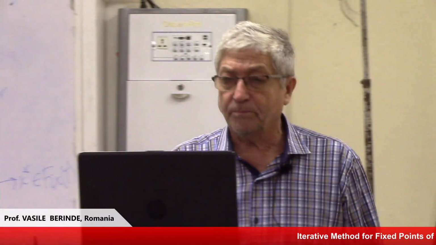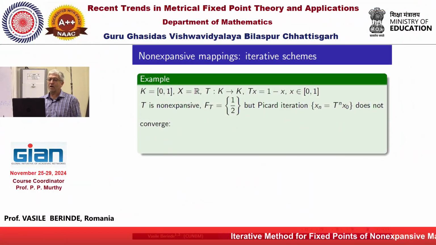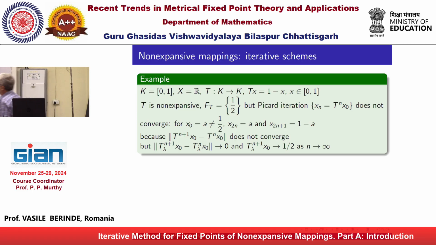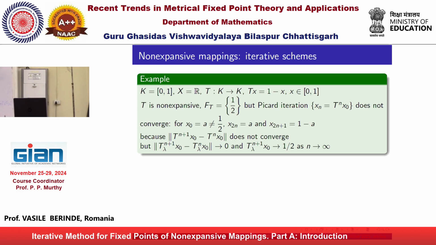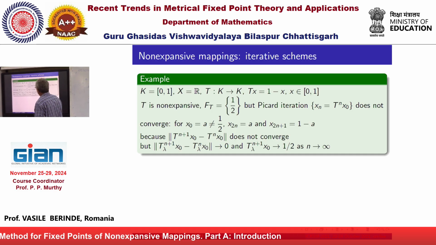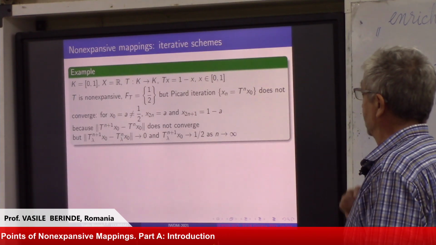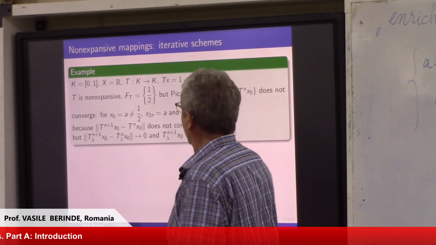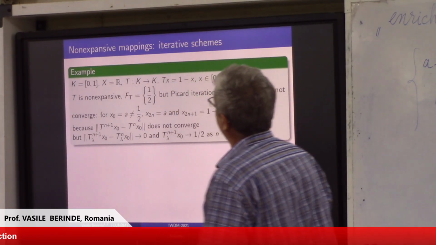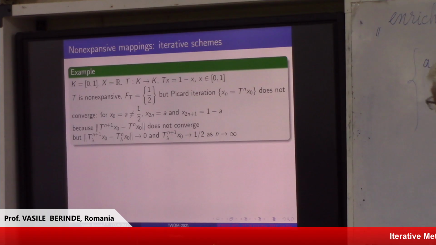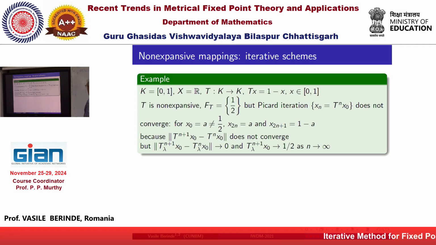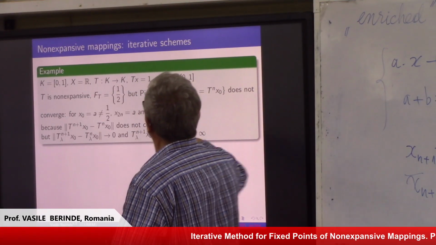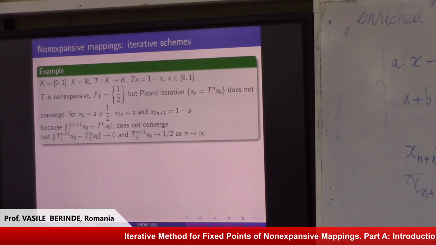So this can be seen in the following simple example. Look, this map T(x) = 1 minus x is non-expansive, has a unique fixed point, but the Picard iteration does not converge. We can see immediately. We take the initial value x0 equal to a, which is not 1/2, the fixed point, and then we get an oscillatory sequence: a, 1 minus a, a, 1 minus a, and so on.